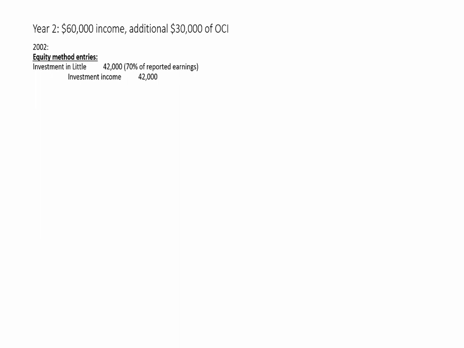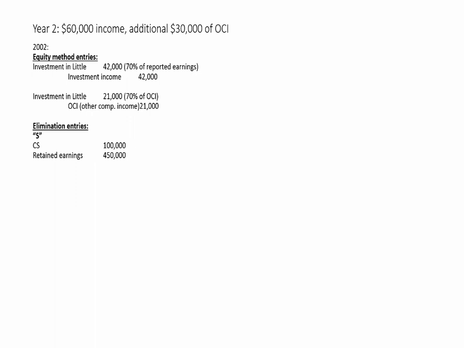First, for our equity method entries, same as last time. Little has $60,000 of reported earnings. Big Corporation claims $42,000, or 70% of that. And they also record their share of the other comprehensive income. So again, Little has $30,000 of other comprehensive income. Big has 70% of that, or $21,000.